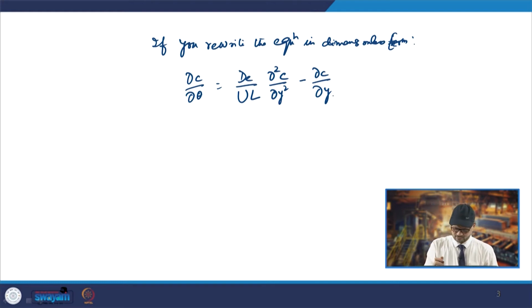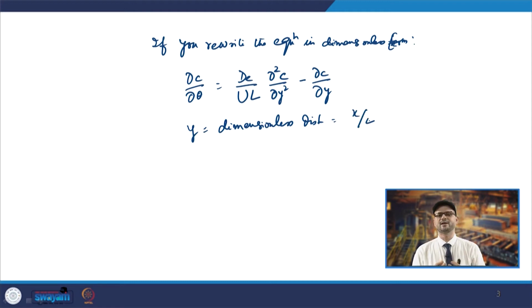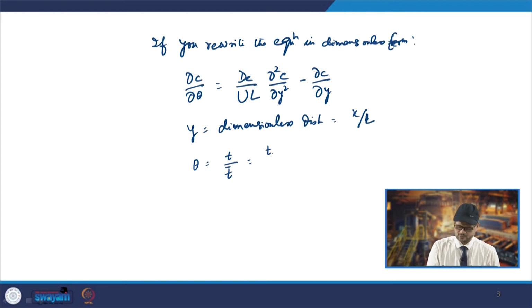What you have done is non-dimensionalize. y is the dimensionless distance, equal to x by L, so you have divided x by the vessel length. Theta is t upon t bar, that is t times U by L. This way you have the equation in the non-dimensional form.